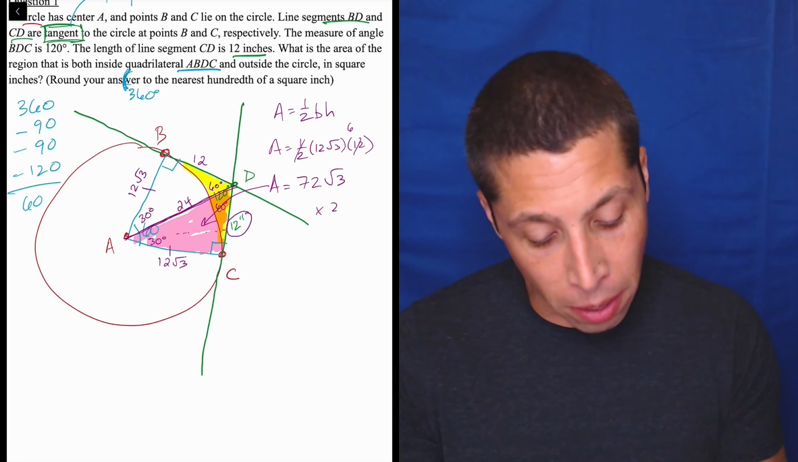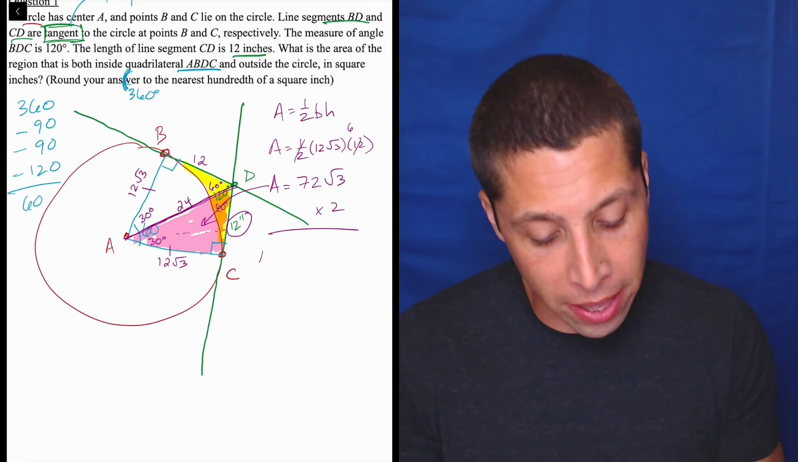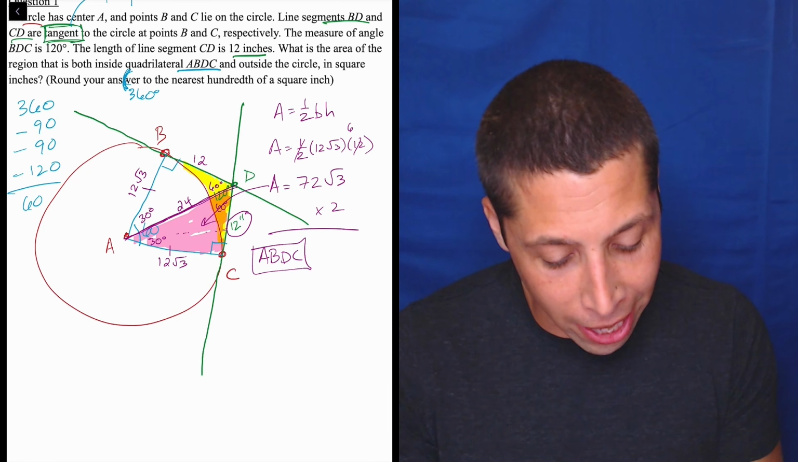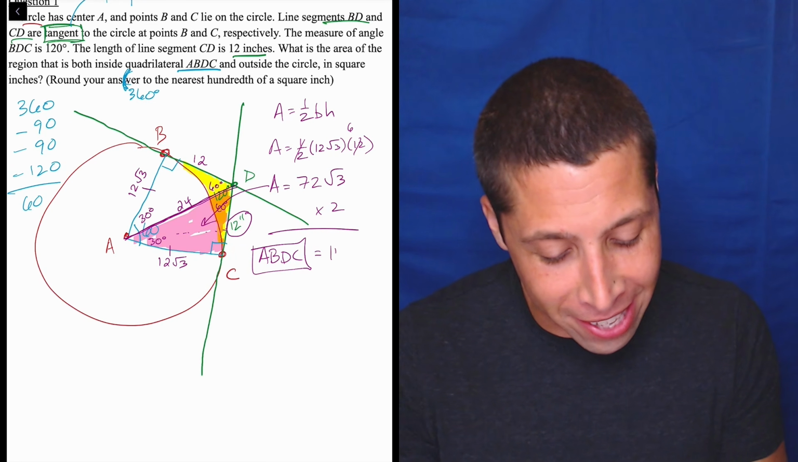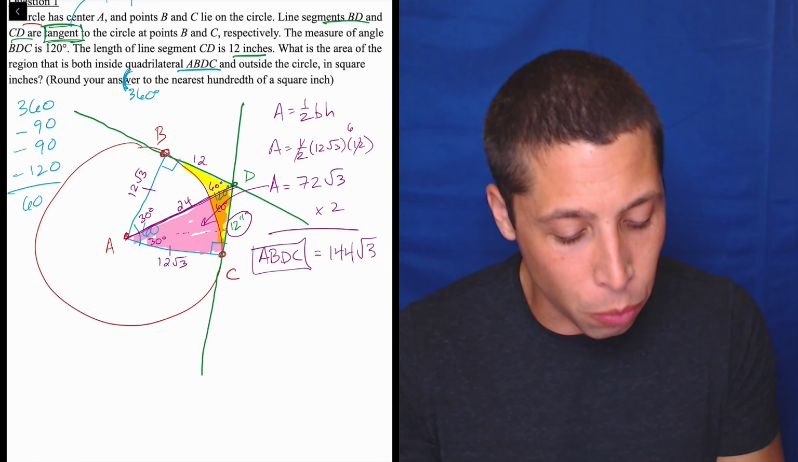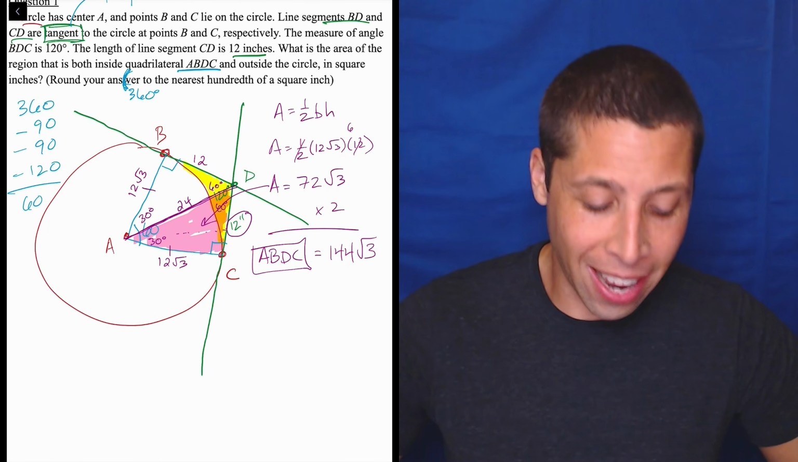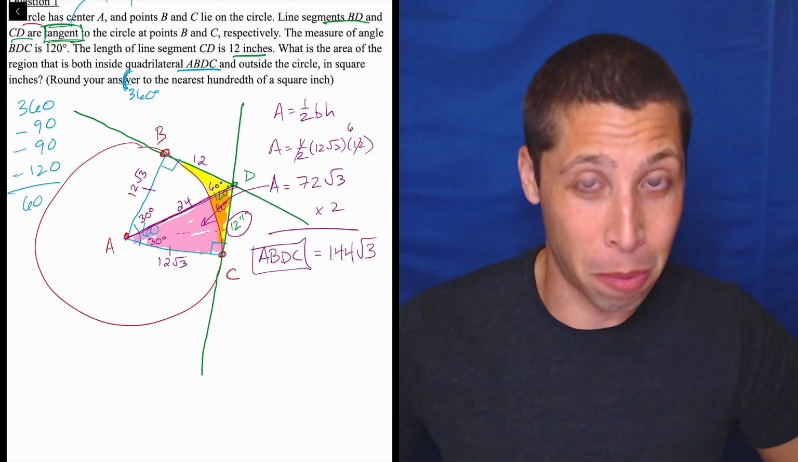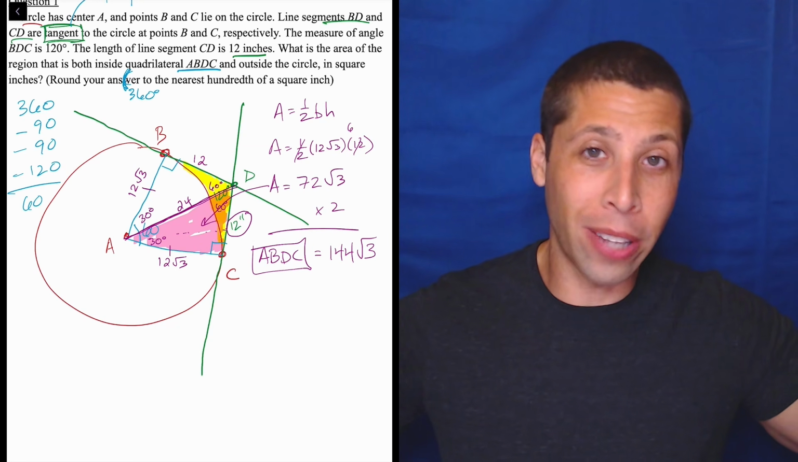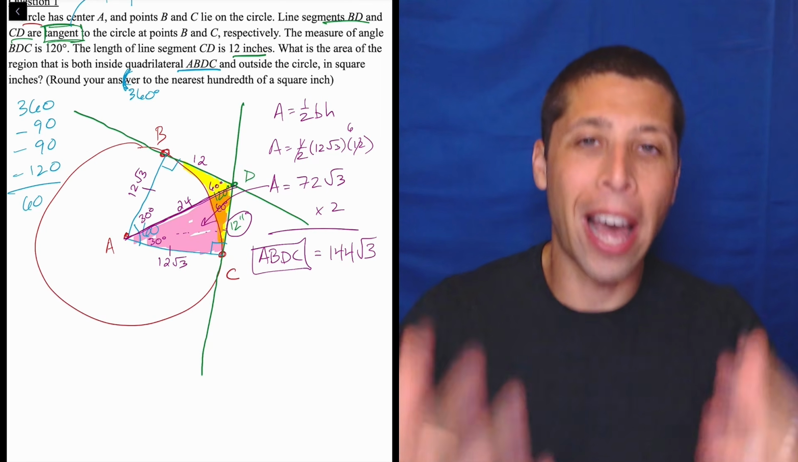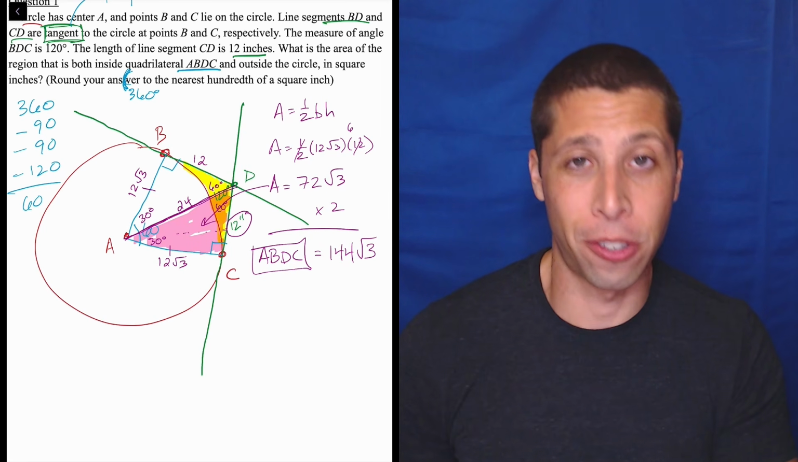But there's 2 of them in our quadrilateral, right? So let's multiply that by 2. So then A, B, D, C, that quadrilateral, I'll put some boxes around it, is equal to 144 radical 3. So that's good. We're making progress. But this, I think, now gets us to the very hardest part, which is, all right, we have the quadrilateral, but we don't want all of it, right? We just want the part that's outside the circle. How do we get rid of the part that's inside the circle?